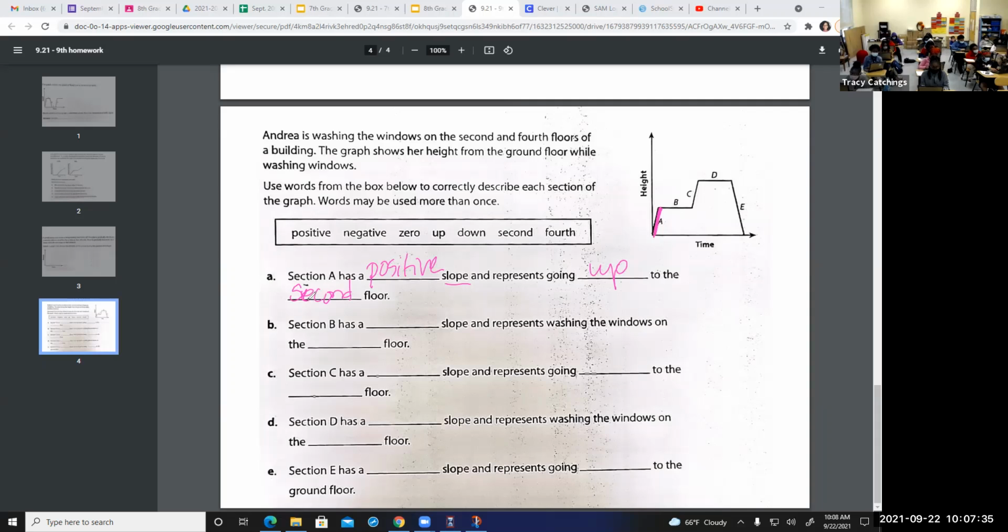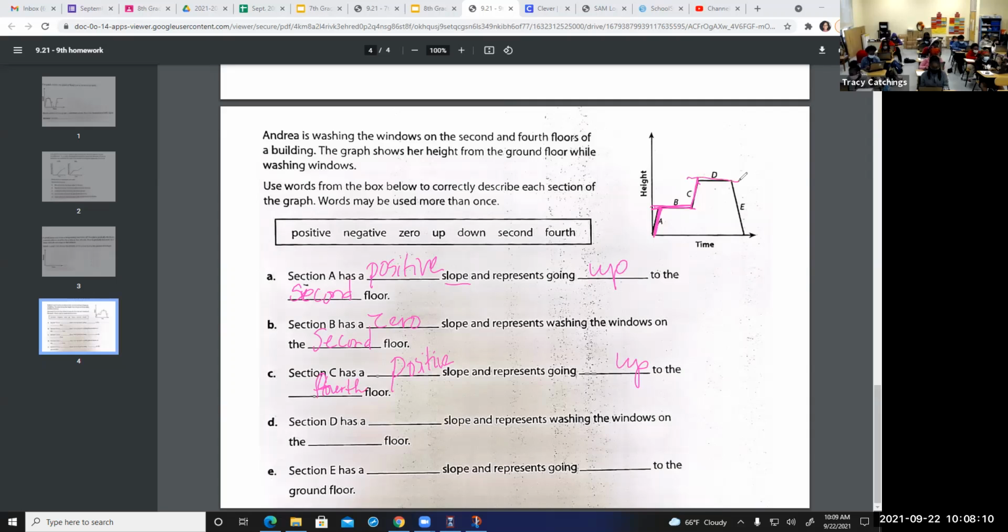Why did you say 0? Because it's not moving. Good job. So anytime it is straight across, yes, the slope is going to be 0. So 0 slope represents washing the dishes still on the 2nd floor. Gotcha. So you should have had something that told you we didn't go anywhere. Section C has a blank slope. Good job. Positive. We're going up. 4th floor. They gave us words, so I'm trying to put the words.